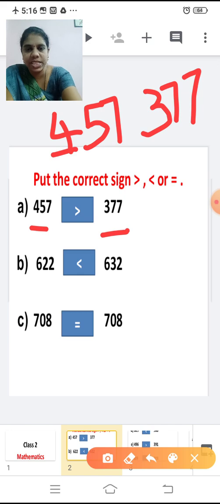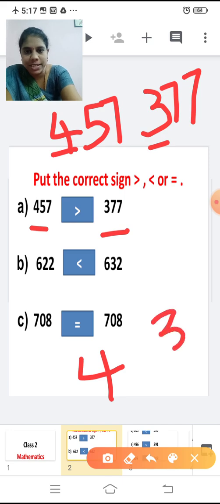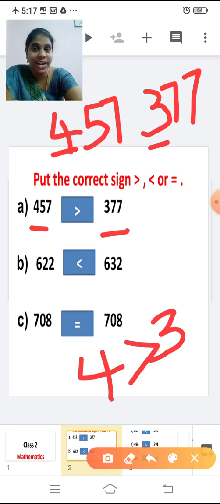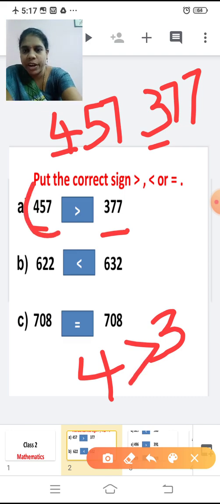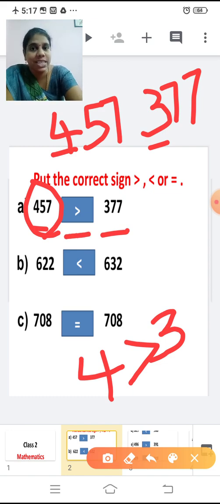In the first number we have 4 in the hundreds place. In the second number we have 3 in the hundreds place, isn't it? Now tell me whether 4 is greater than 3 or less than 3. Yes, 4 is greater than 3. Since 4 is greater than 3, 457 is greater than 377.